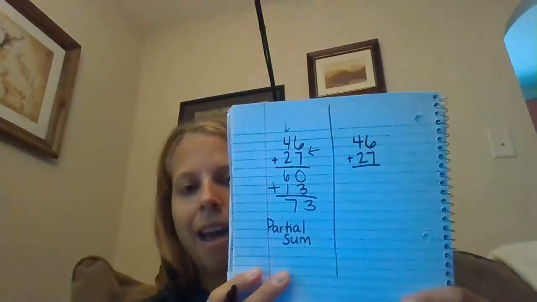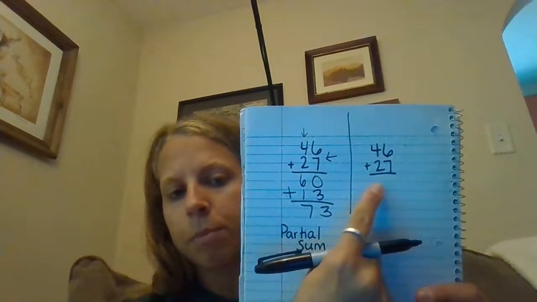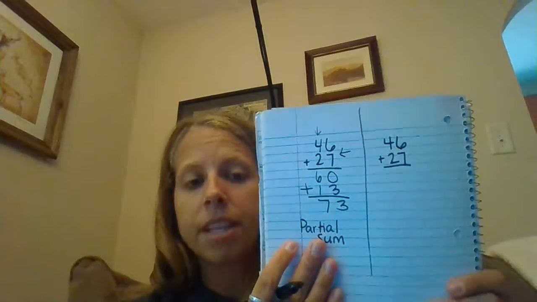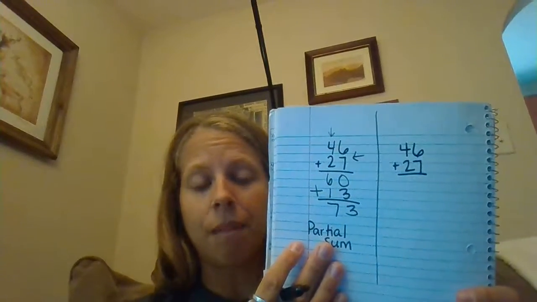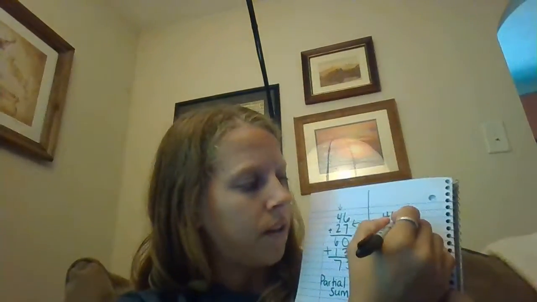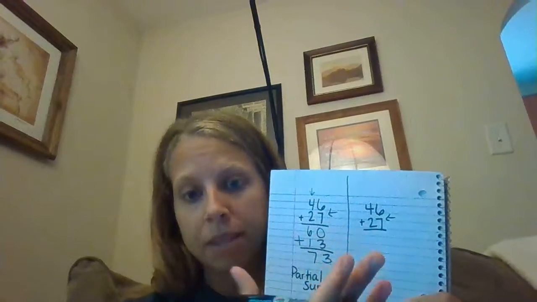Okay? The second strategy I'm going to show you is called traditional strategy. And traditional addition is something that I grew up learning, and that's the way that I've always known to add. So again, here's 46 plus 27. But this time I'm not starting in the tens column. I'm going to start in the ones. So I'm going to start over here with 13, or 6 plus 7.